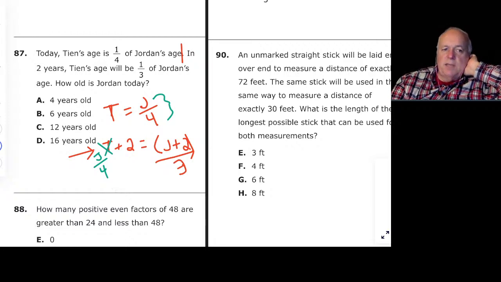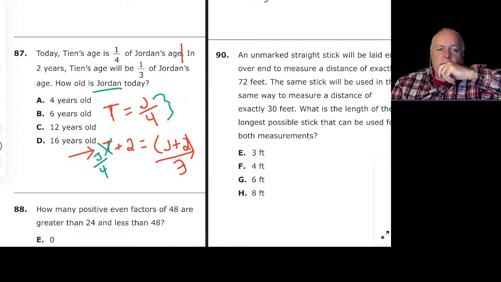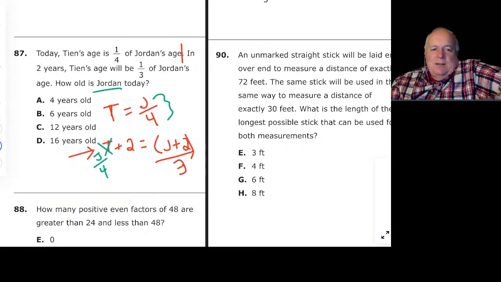Plus, the other thing is it's asking how old is Jordan today. We could have solved for T and then plugged it back in and got Jordan's age, right? We could have done that. So now what we have is one of these expressions here, and both sides have a denominator. So what I like to do in cases like this is get a common denominator out of the two of them. And 12 would be it. So I can multiply both sides of this equation by 12, every term.